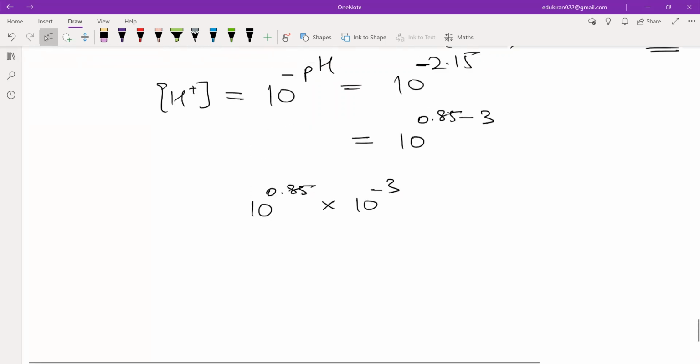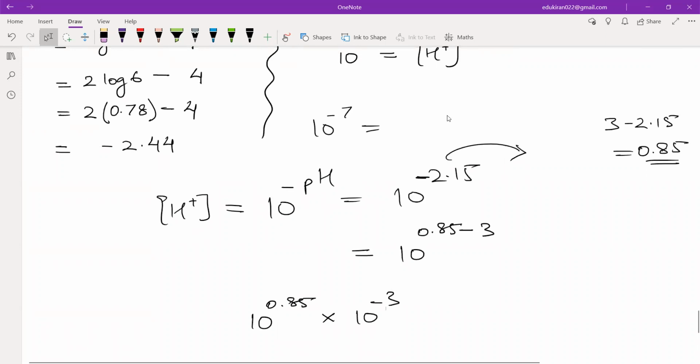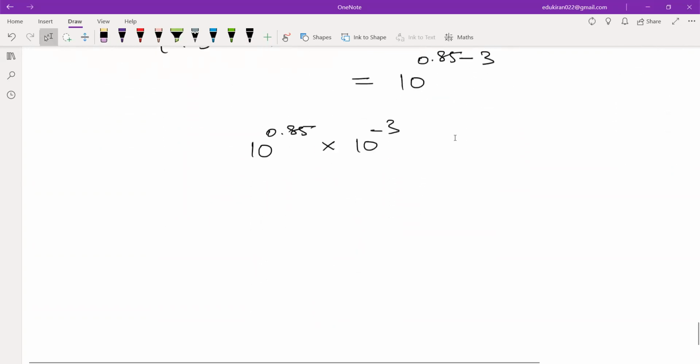Sir, can you say how you got 0.85? Look here, we have subtracted 3.3 minus 2.15. I've represented 2.15 as this number. Okay, sir. Fine. Now you have to listen.